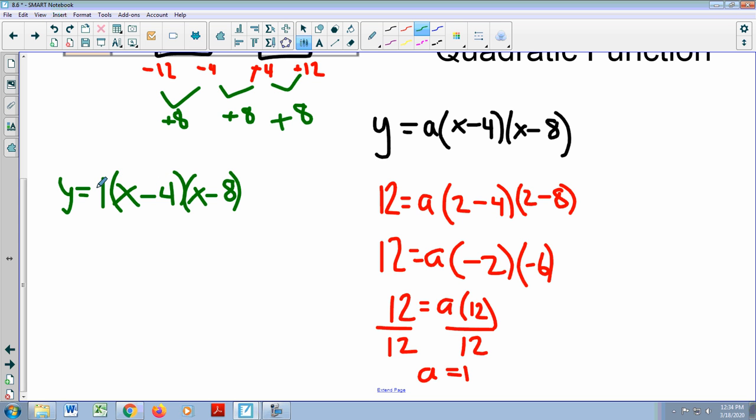And because there's a 1 there, I could go through and distribute everything to put it in standard form, but I'm just going to leave it in intercept form. So I get x minus 4, x minus 8. And that's my final answer. All right?